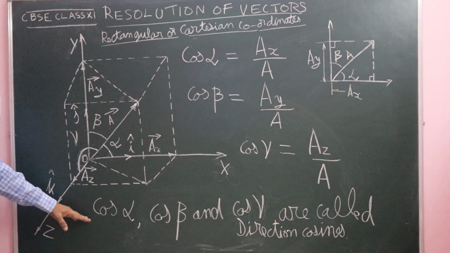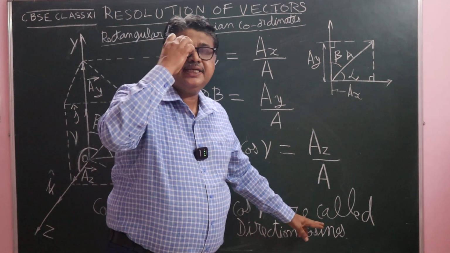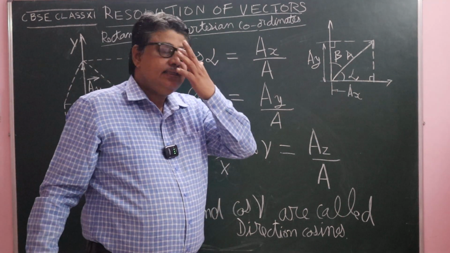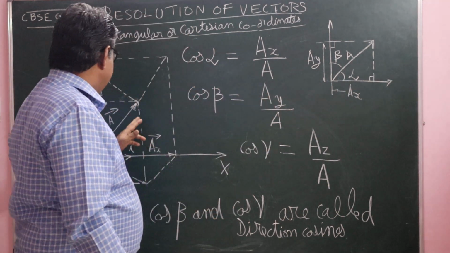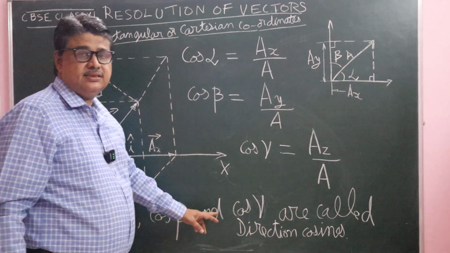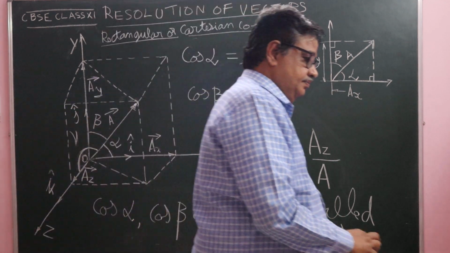Therefore, cos alpha, cos beta and cos gamma are called direction cosines. These are called direction cosines of A vector.